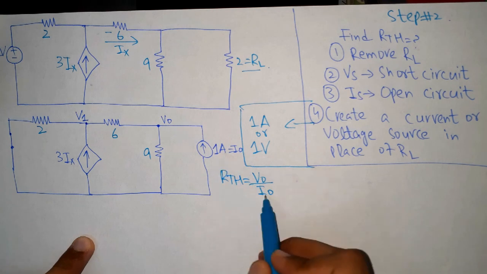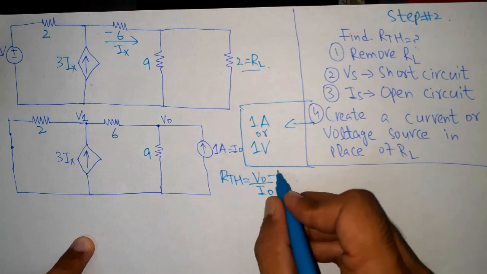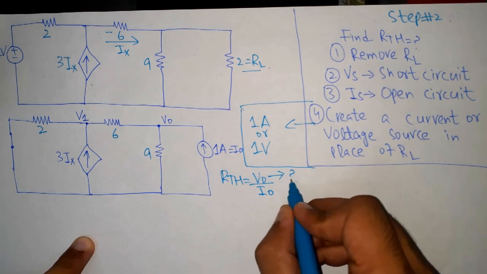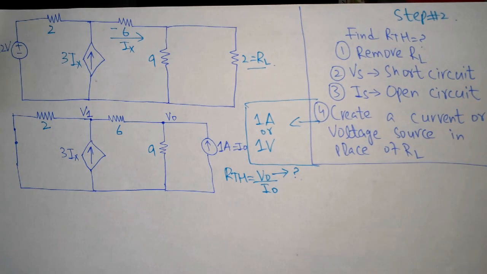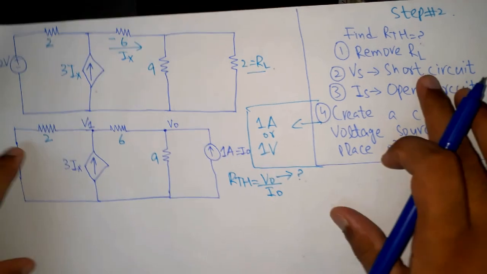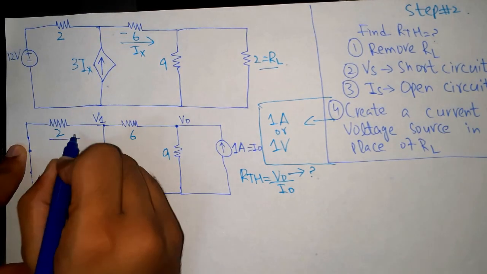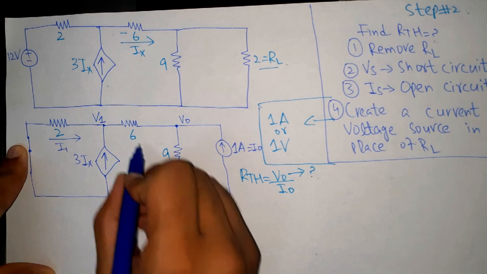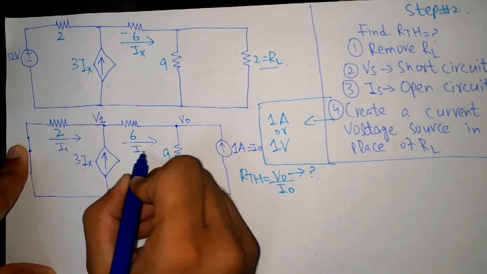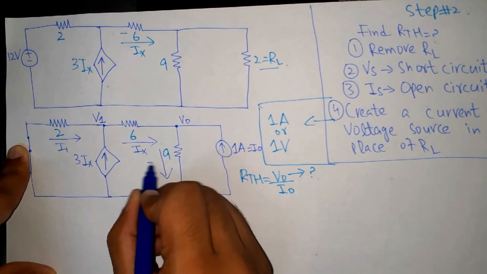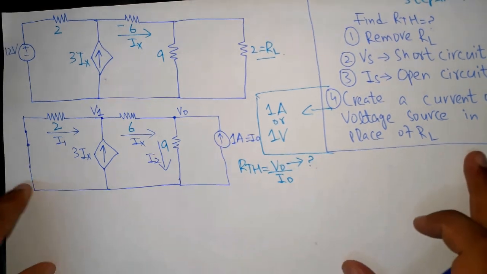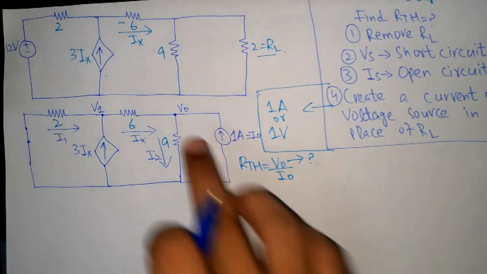We have the value of I naught, which is 1 ampere. We need to find the value of V naught. So here we need to find V naught with the help of KCL. I will follow the current directions, name it I1, here already Ix, and name it I2. So students, we need to find V naught.